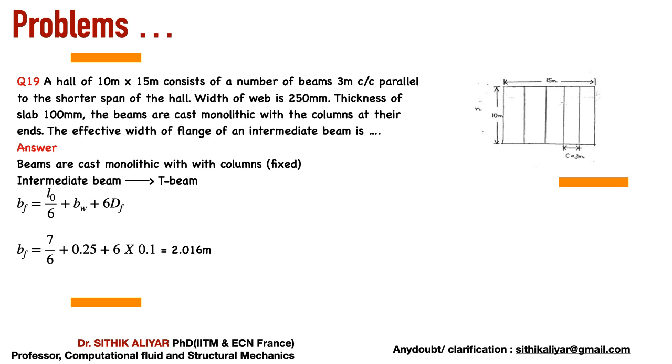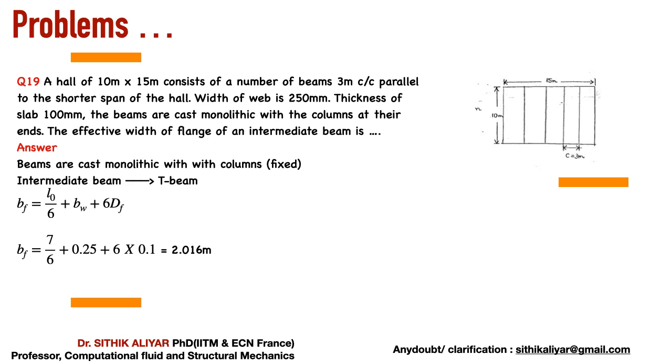The width of the web they have given is 250 mm, and it is a hall, so they are interconnected beams. The thickness of the slab is 100 mm. They have given the thickness of the slab, that is DF. The beams are cast monolithic with the columns at their ends. So they have cast the beam and the slab together. What is the effective width of the flange of the intermediate beam? The intermediate beam is obviously a T beam.